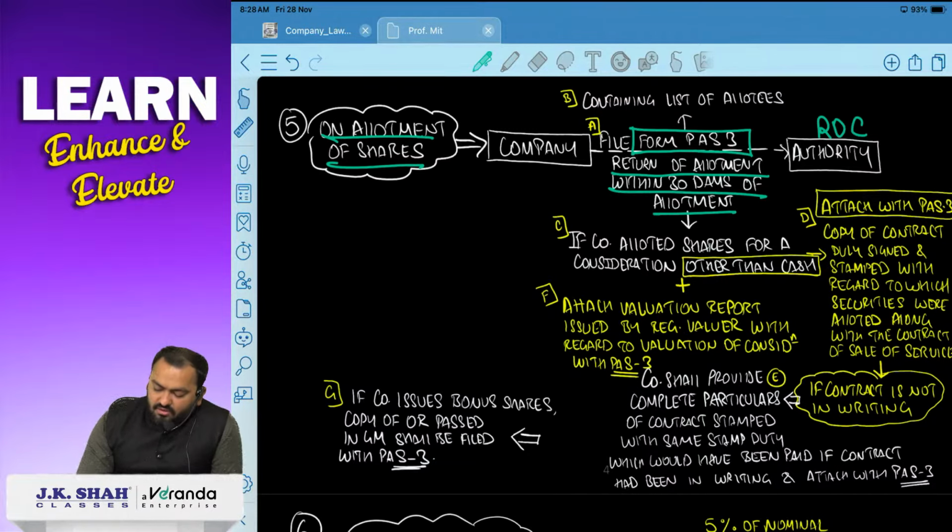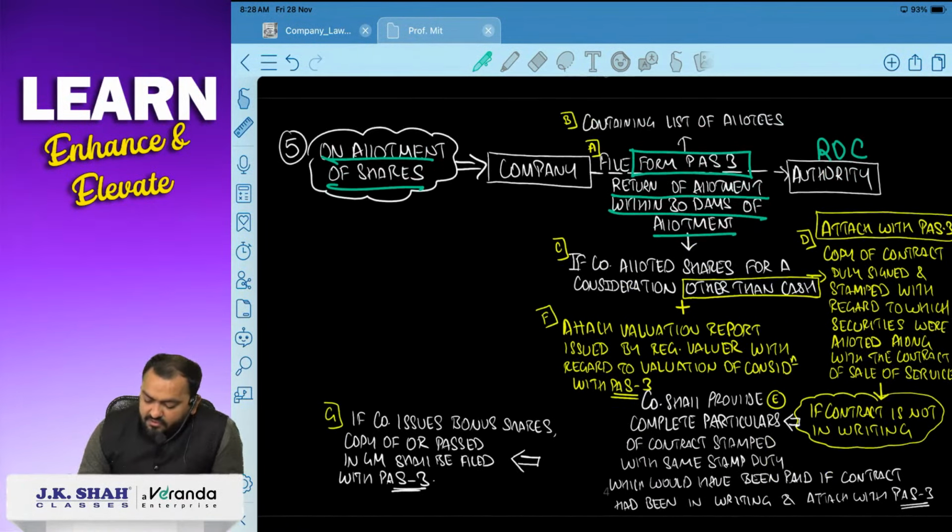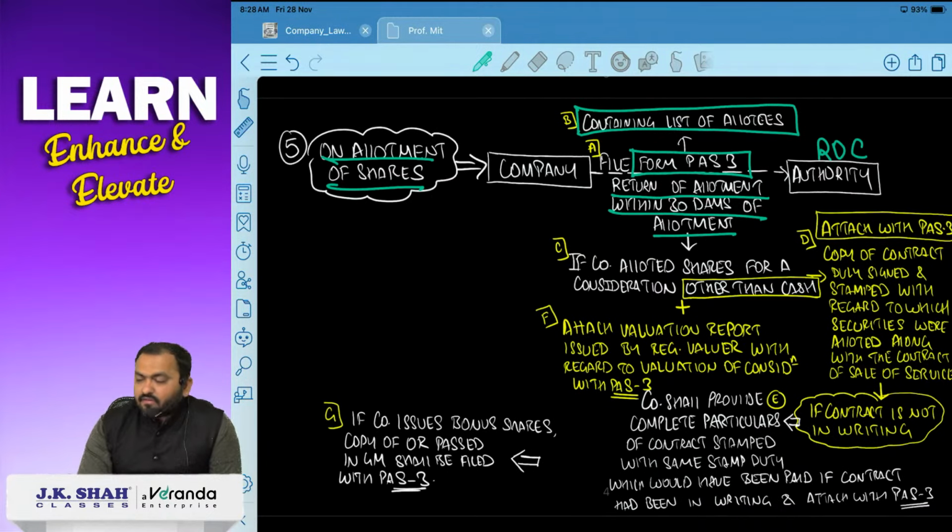Yes, next. Now what are you going to mention in this PAS 3? What shall be written in this? The company is going to give the details of allottees to whom the securities are being allotted. Because as you know, we have done that in the deposits chapter. The company will file the returns in form DPT 3, giving the details of all the depositors and how much amount the company has received, how much rate of interest. So similarly here we are giving the list of allottees, that is the list of investors, how much, which type of securities are allotted to them, what securities, when issued, everything. So the return is to be filed with ROC.